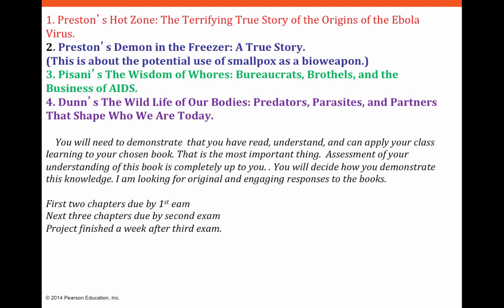If you like international intrigue and where storage of some of our more dangerous microbes are kept and what's happened to them, then you should read Demon in the Freezer. It is a factual account of the storage of microbes that are potential bioweapons.